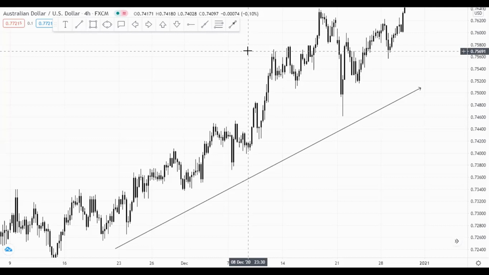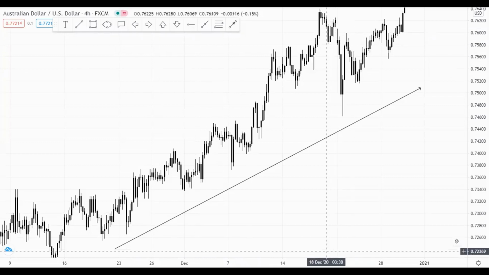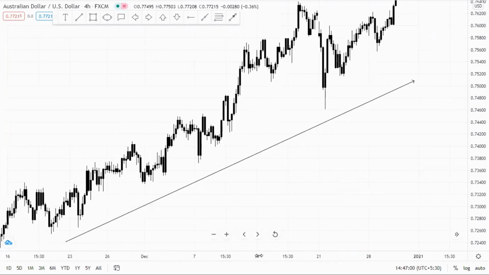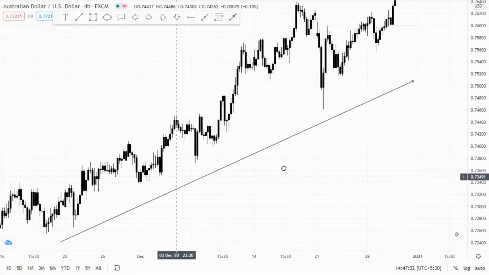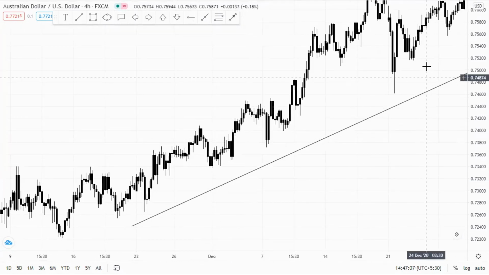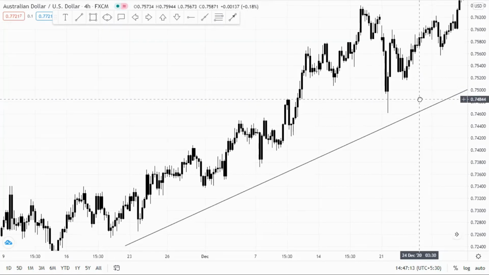We want to start with some basics that everyone needs to know. As you can clearly see, today I want to give an example of what an uptrend is.